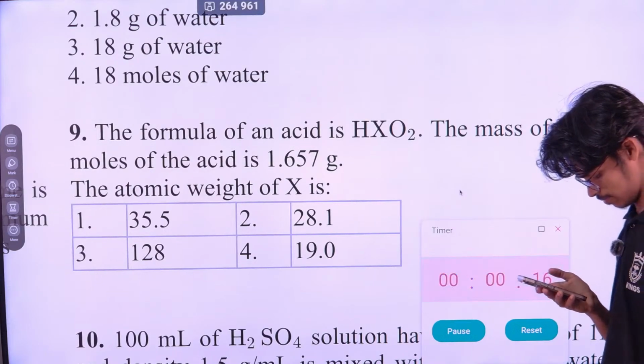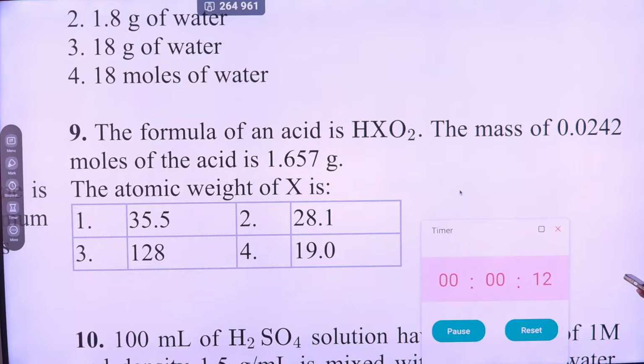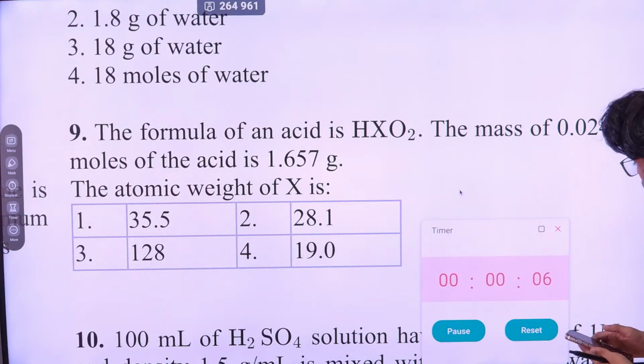15 seconds. 14, 13, 12, 11, 10, 9, 8, 7, 6, 5, 4, 3, 2, 1. Done.